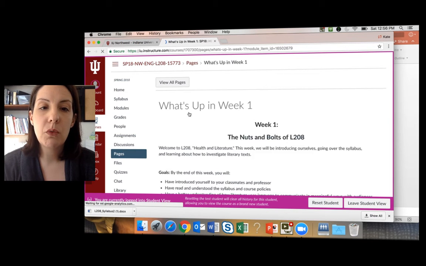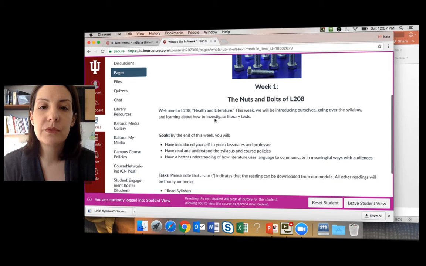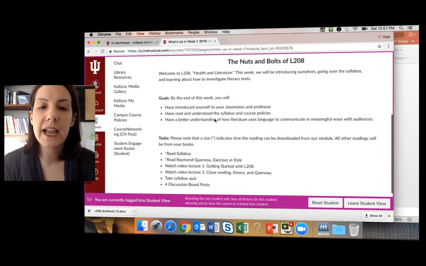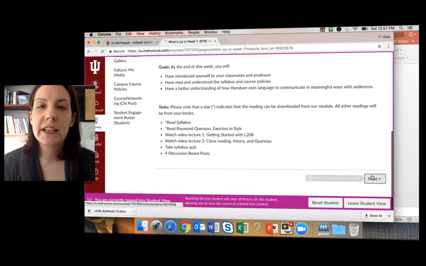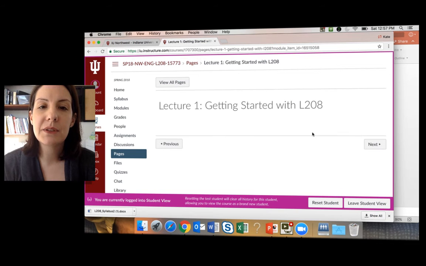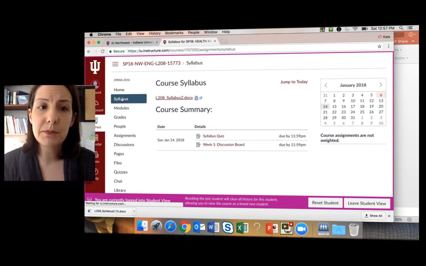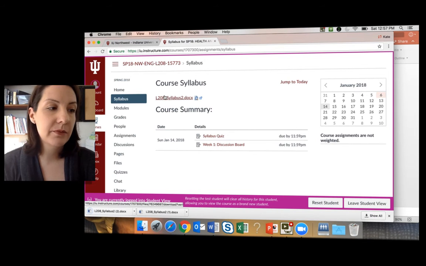If I click on what's up in week 1, you'll see that we have our goals and our tasks. I can click next, and that's going to take me to the next item that I need to look at. Now, in addition to the modules tab, I also wanted to take a look at the syllabus tab. What you'll notice in this tab, again on this right-hand side, is a Word document to download, which is your syllabus. I'm going to go ahead and download it.